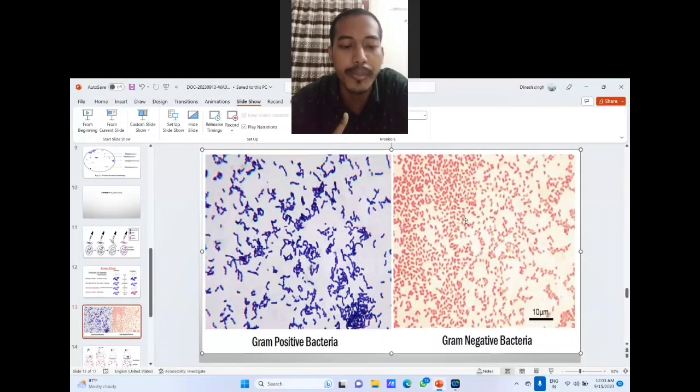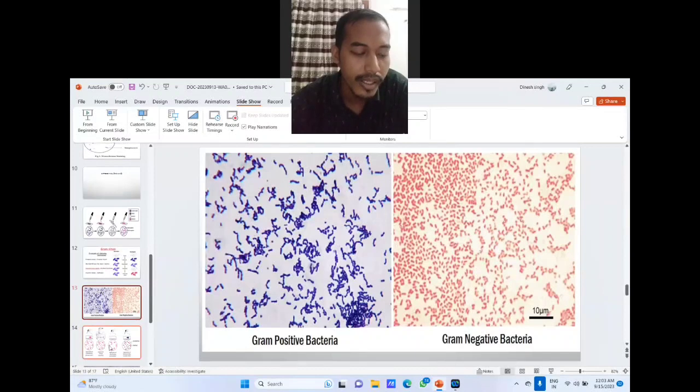And one thing you have to remember, the most crucial step of gram staining is the decolorizer. If we use excessive decolorizer, what happens? The gram positive cell will also look like a gram negative due to excessive use of decolorizer. So we should always remember not to use excessive decolorizer.